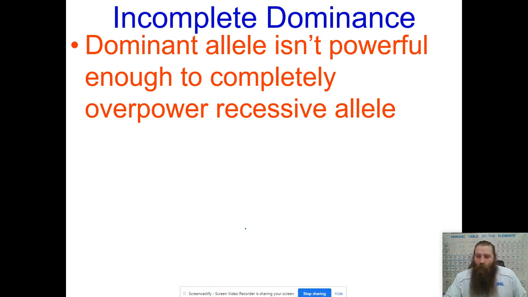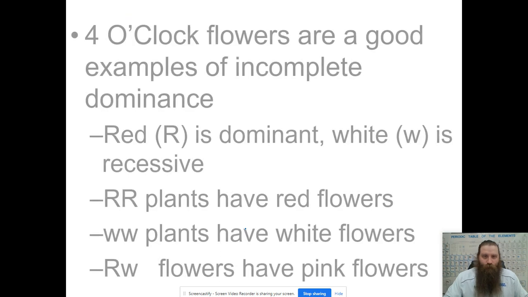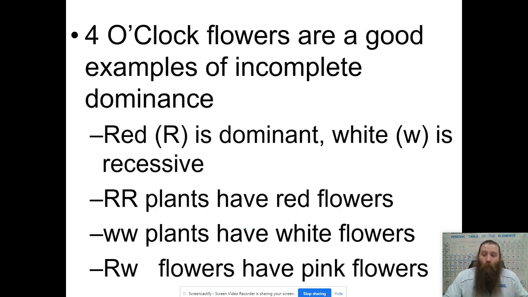So the law of dominance tells us that the dominant allele should overpower the recessive allele, and that's the only trait we should see in our phenotype. However, that's not always the case. Incomplete dominance occurs when the dominant allele isn't powerful enough to completely overpower that recessive allele. And so the heterozygous offspring is going to look like a blend of the two alleles instead of just the dominant phenotype. Four o'clock flowers are a great example of incomplete dominance.